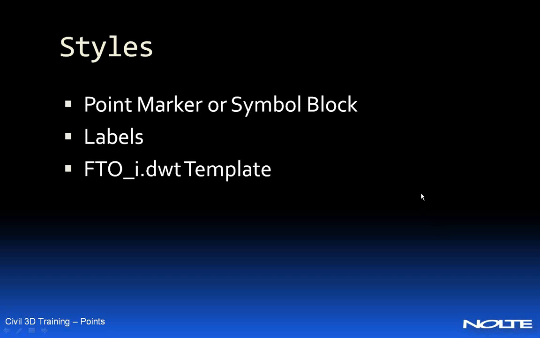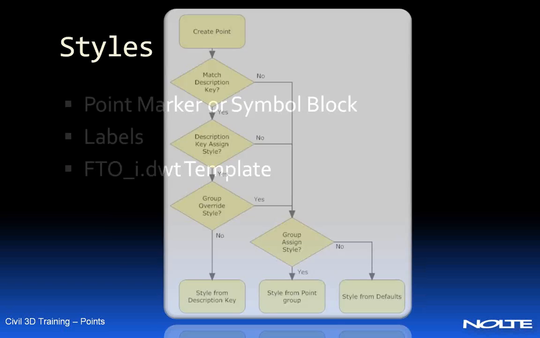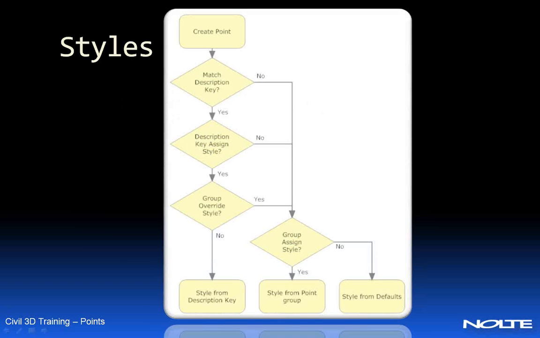And one of the things that we're going to kind of struggle with today is how do we control which style gets applied to the points. And I've made a little flow chart here to hopefully explain this for us. It gets a little confusing. Land desktop, you had your point display properties, and then you put markers on it with description keys, or not markers, but you put symbols on it, and that was that.